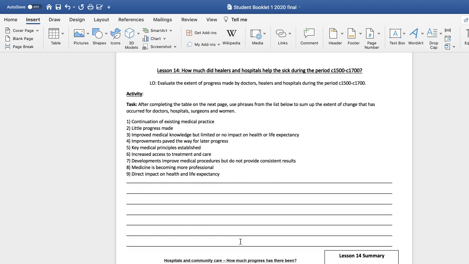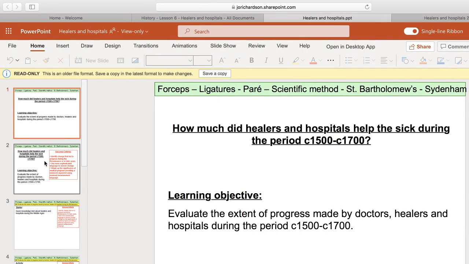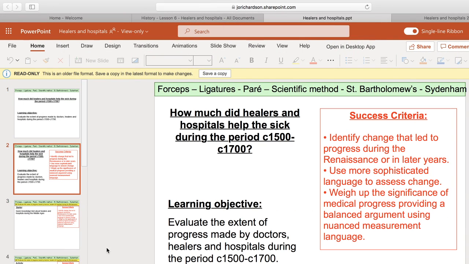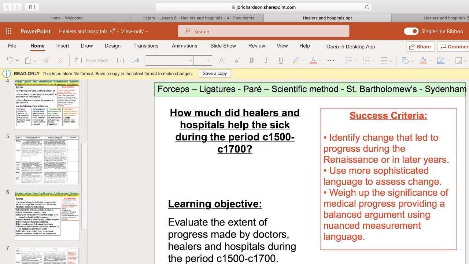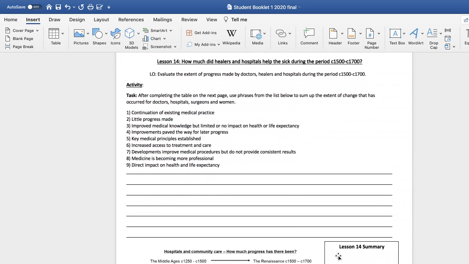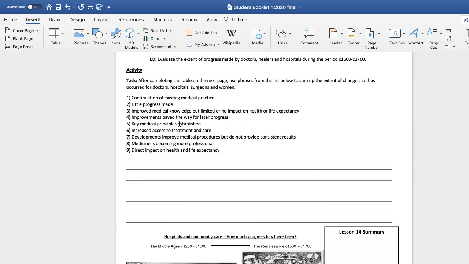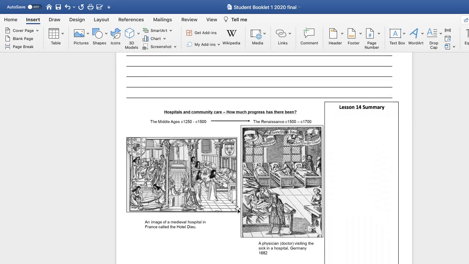If you were to have a question about change or continuity in hospitals or caring for the sick or treatments, this is maybe something that you'd be looking to revise. So what we're doing today is we're looking to evaluate the extent of progress made by doctors and healers and hospitals during the period 1500 to 1700. The first thing on your sheet, this area here, is more of a summary, so you actually have to complete this after completing the table on the next page. Skip this out for now, we're going to come back to it.